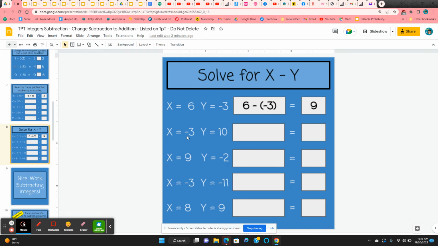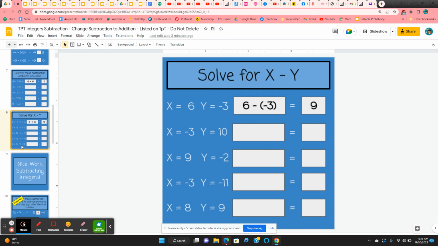So the next one, negative 3 subtract 10. It's always x subtract y. So that's a little bit tricky. They'll have to do a little thinking on that one.